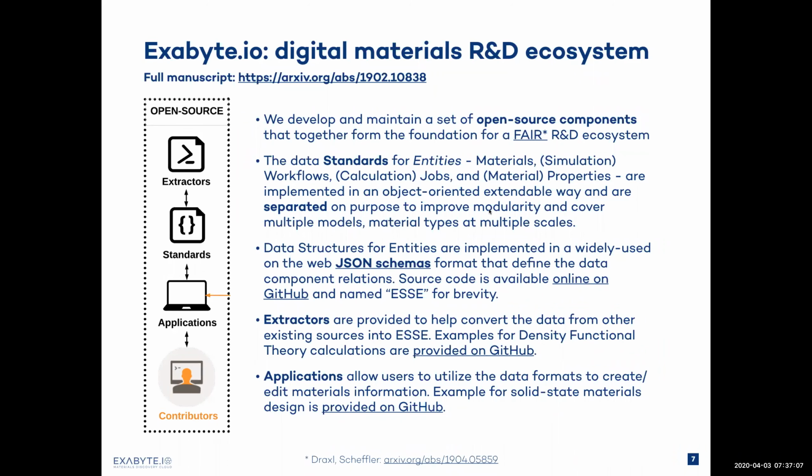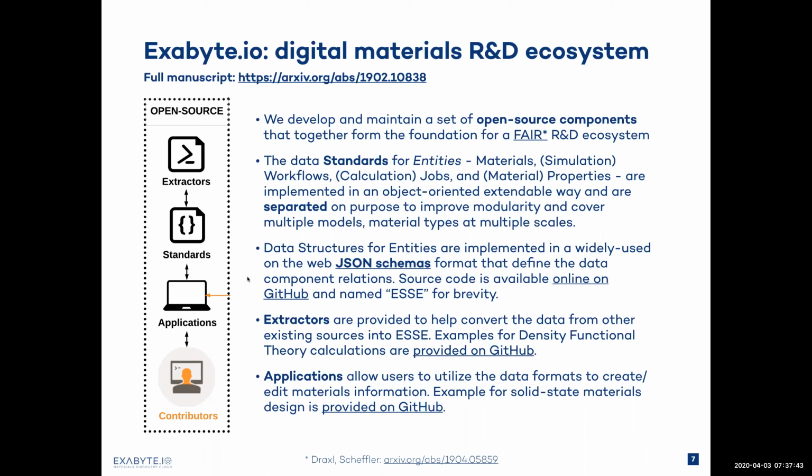It's common for people that come from a computational materials science background to mix the information related to materials and simulation workflows, for example. And we on purpose separated them at the very, very fundamental level. The data structures that represent the standards here are implemented in a widely used JSON schemas format that defines the data components and their relationships. The source code is available online on GitHub. We name it ESSE, which stands for Exabyte Source of Schemas and Examples, for brevity.